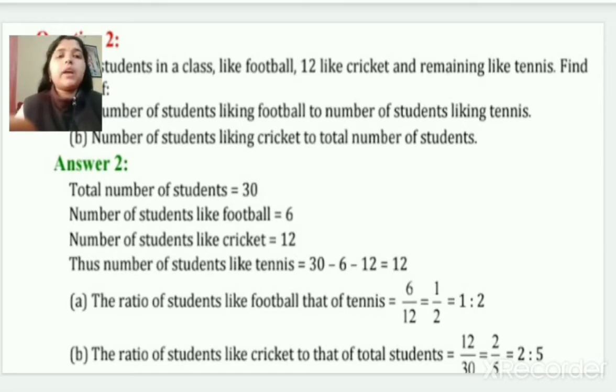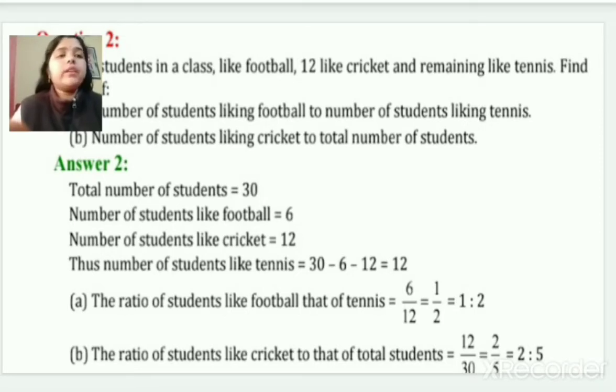Moving to the next part, the number of students liking cricket to the total number of students. Okay, so how many of them like cricket? 12, right? And it is asking for the total number of students, so how many? 30. So the ratio of students who like cricket to the total students will be equal to 12 by 30. Okay, so it will be 6 2s are 12 and 6 5s are 30. So it will be 2 ratio 5.